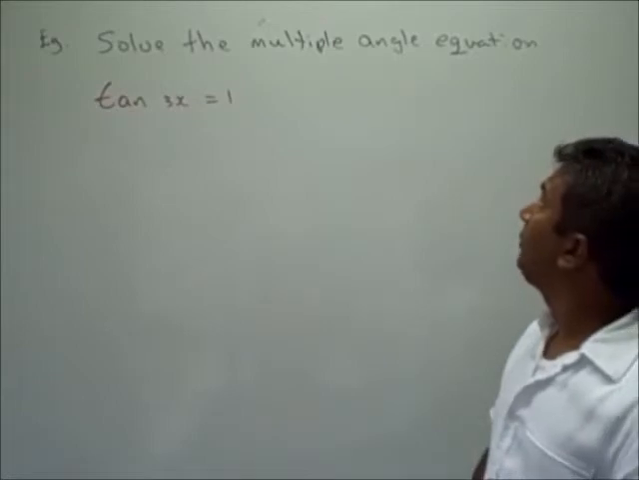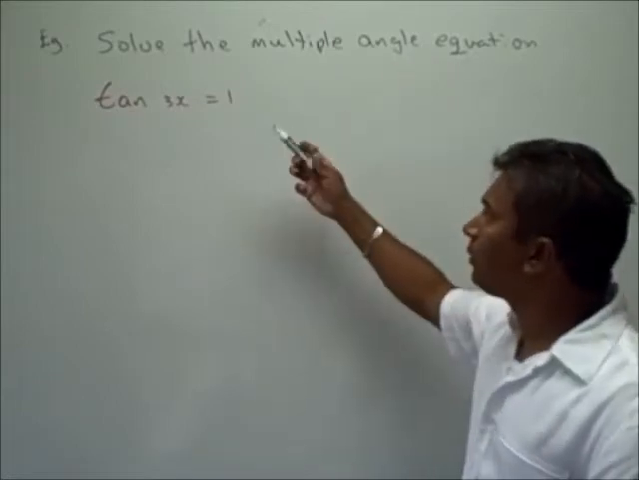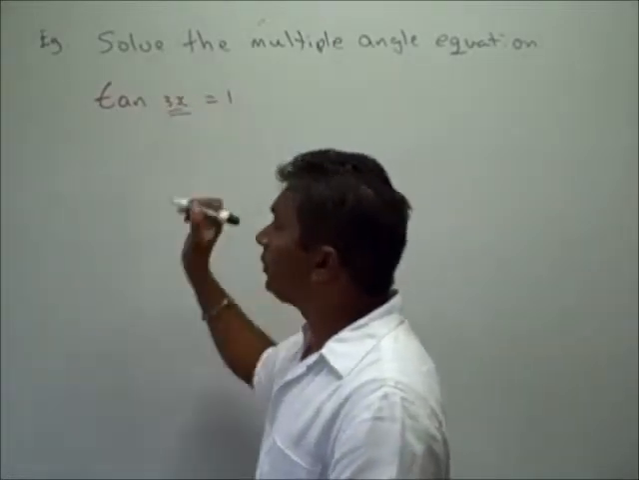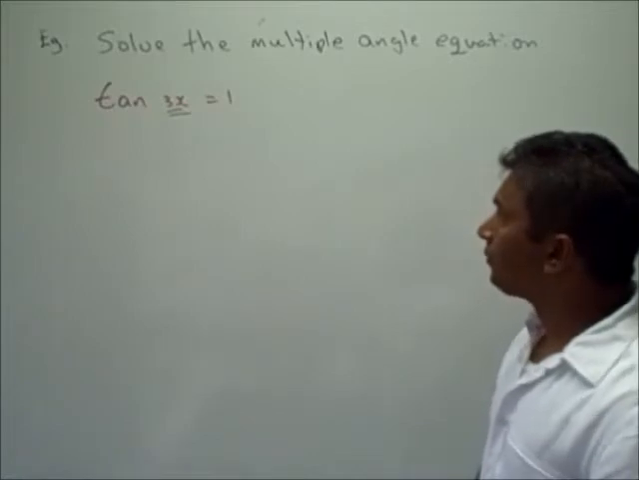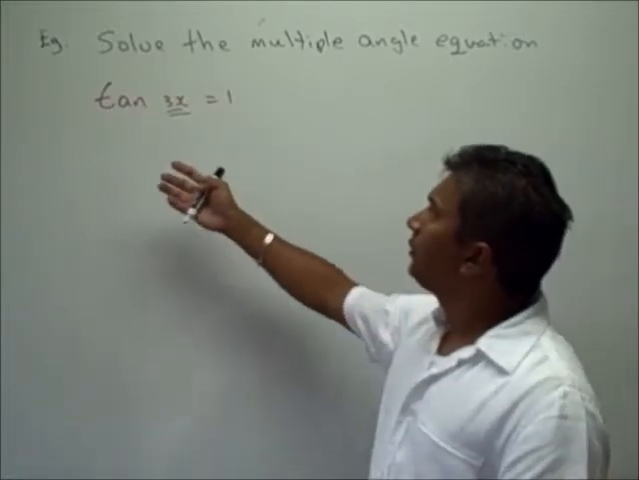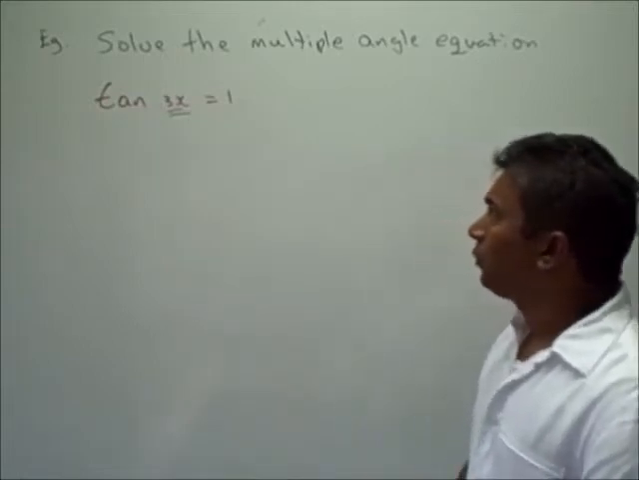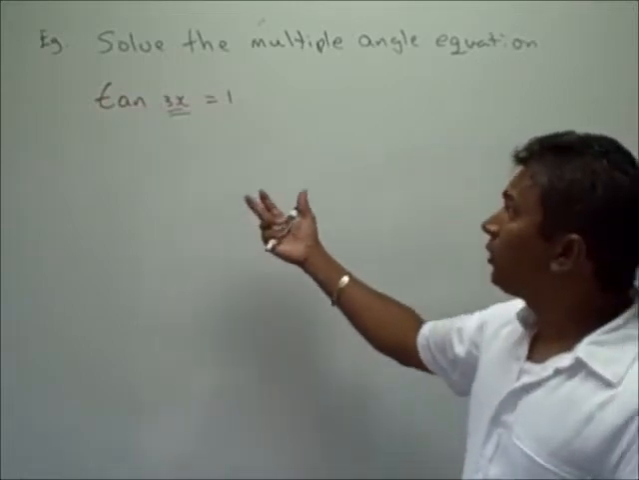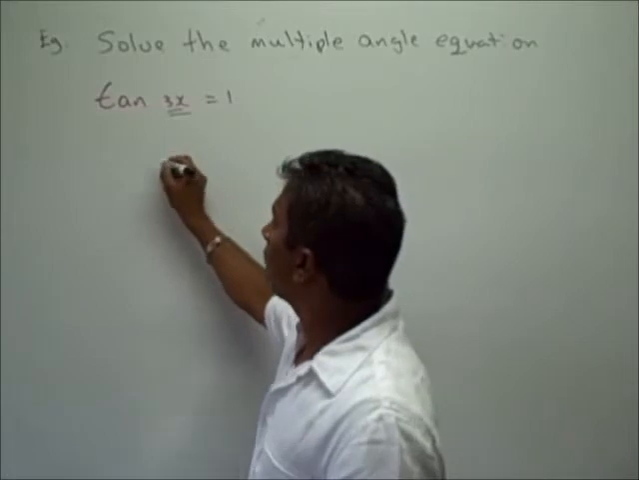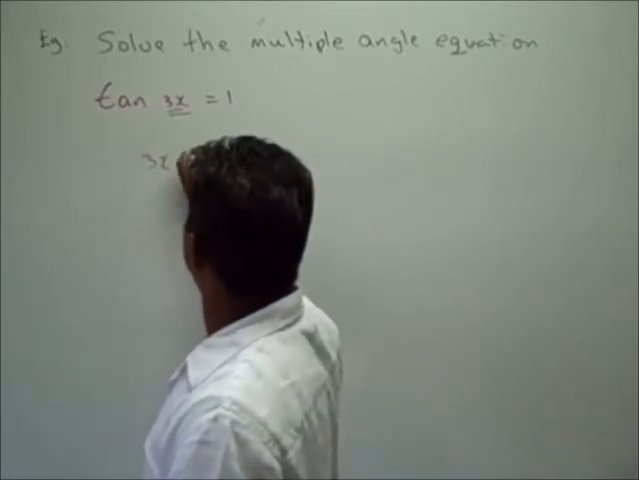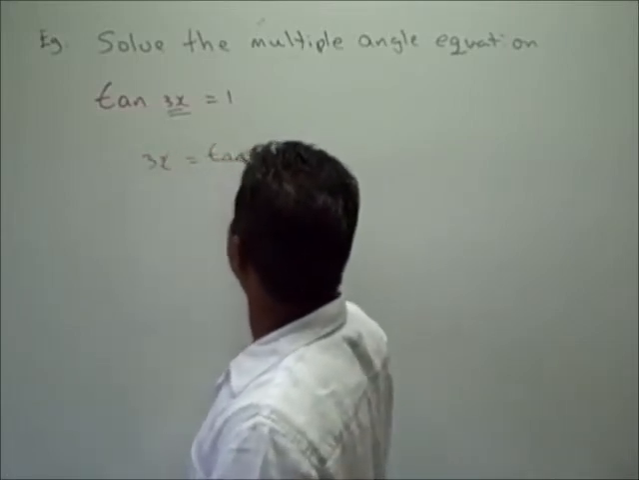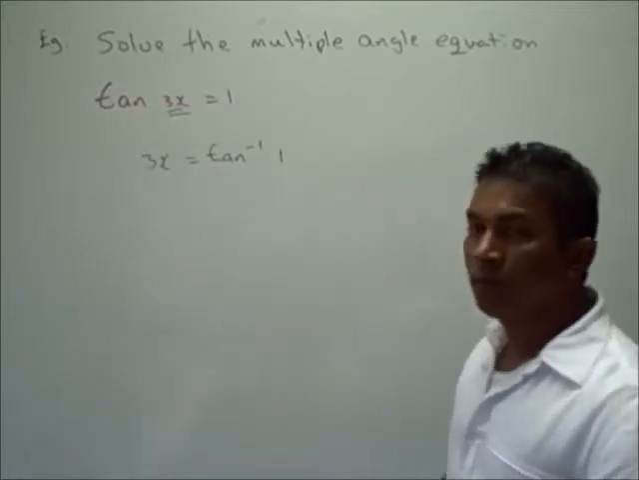Here we'll be solving a multiple angle equation. Our multiple angle is 3x. So we're fine to solve this equation. Tan of 3x is equal to 1. Our trig function is already by itself, so we can now go ahead and find the arctan of 1.